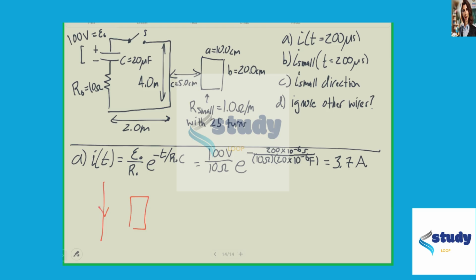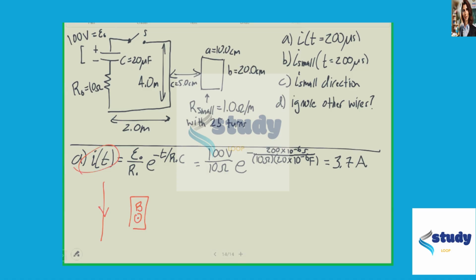So the current is down, which means that there's a magnetic field in this small loop that's pointing out at us. If you point your thumb of your right hand down and curl your fingers, you'll see that the field is coming out of the page like that. And that magnetic field is changing. So why is it changing? It's changing because the current is changing.